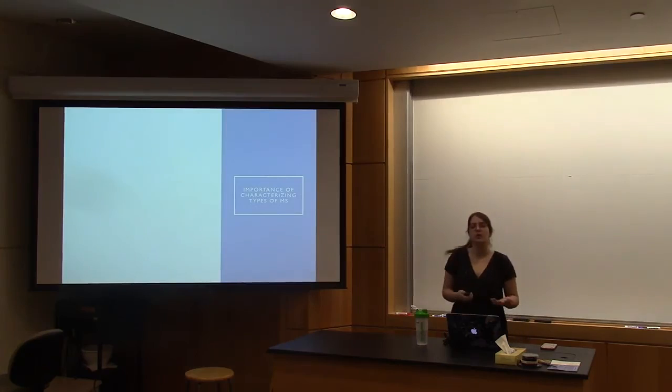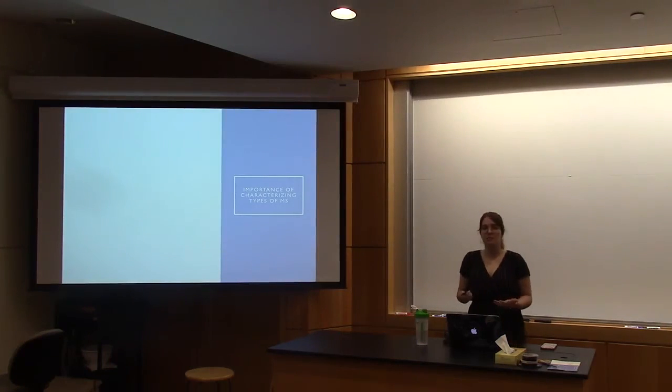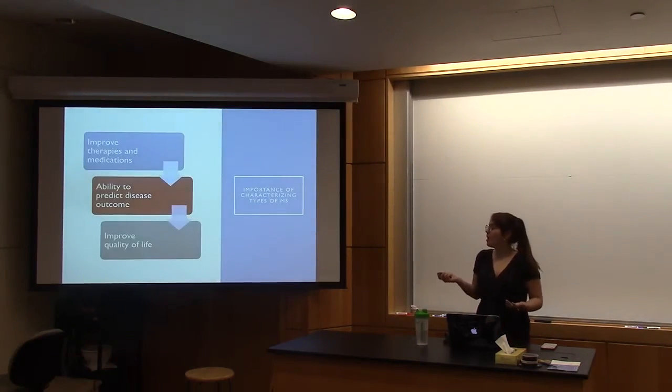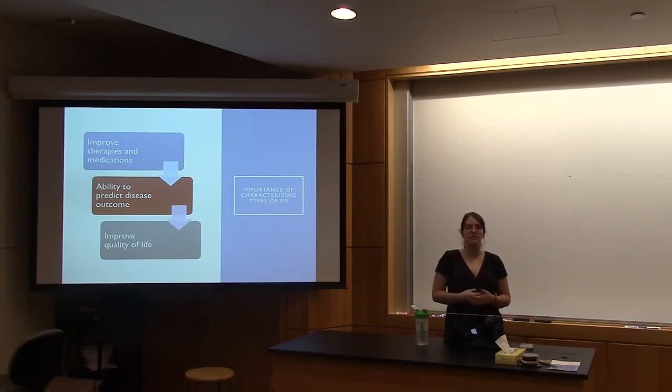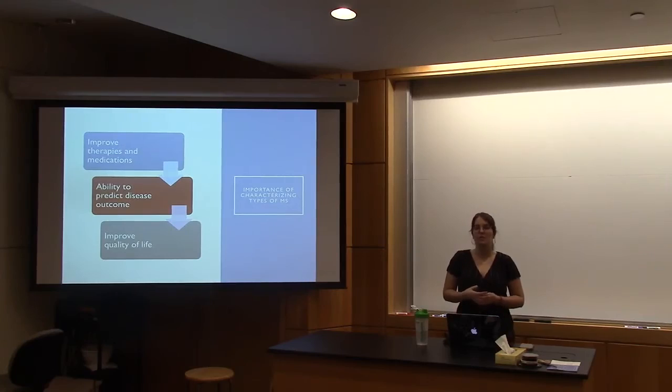So what is the importance of characterizing MS patients? Improving therapies and medications is always a big one, because we want to make treatment as individualized as we can. We really want each patient to have the ability to get better. There are a lot of medications out there, but all of them have different side effects. And then there's the ability to predict disease outcome, which connects a lot with improvement of quality of life.